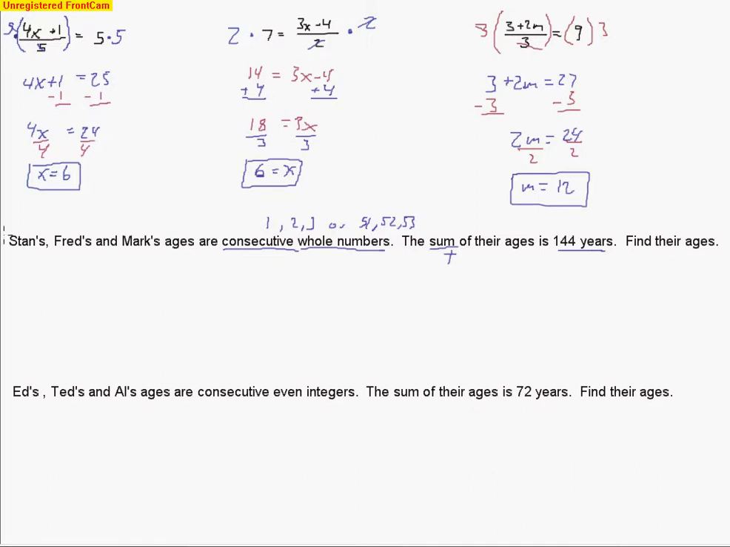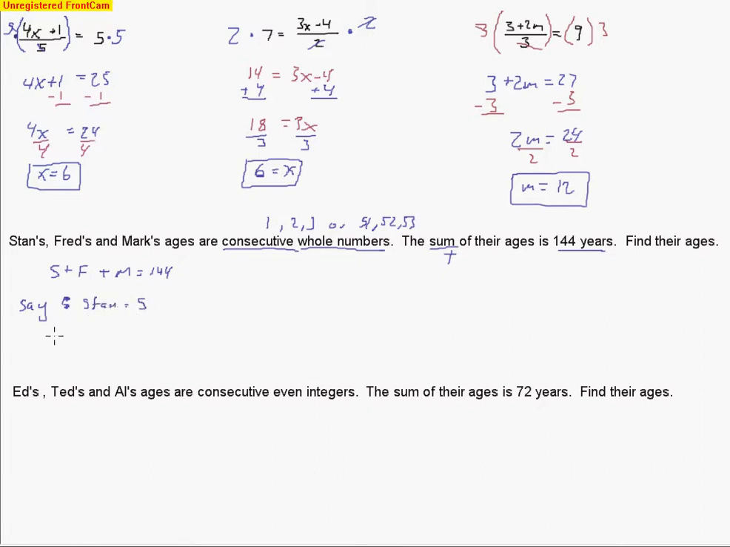Find the ages. And so we don't know Stan's age, don't know Fred's, don't know Mark's, but we know that they add together to make 144. So if I had, let's say, S plus F plus M, that would equal 144. Well, what we want to do is instead of having different unknowns, we want just one unknown. So let's say that Stan's age equals S.